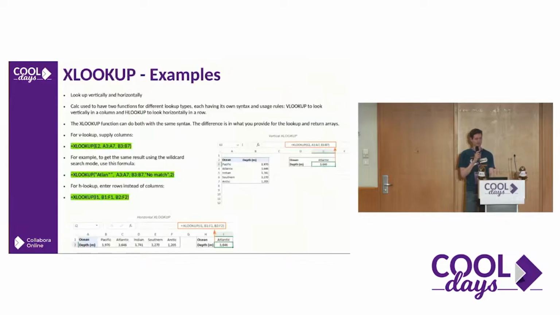So let's move on, because we don't have too much time. And here are some simple examples. The first one is doing a vertical search. The second one is the same, but with the wildcard search mode. And the last one is doing a horizontal search.